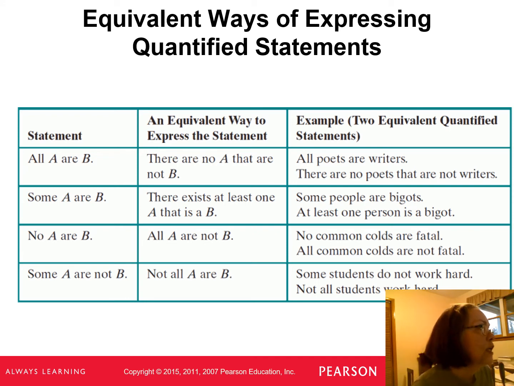If I say no A are B, no fruits are meat. So all fruits are not meat is another way to think of that. Some A are not B. If I say some people are not from West Virginia, that means there's people that are from other places. So study that chart and understand what the equivalent statements are.